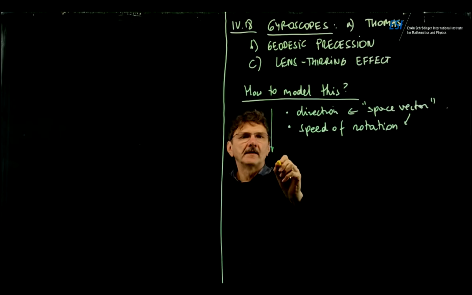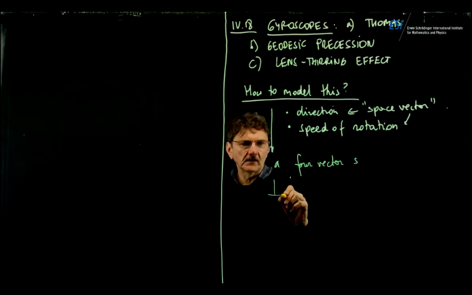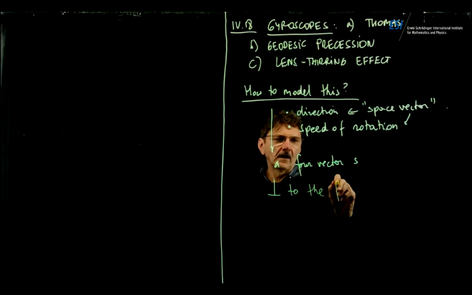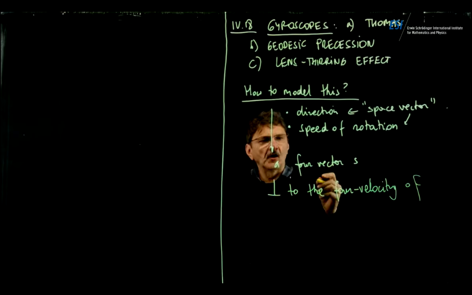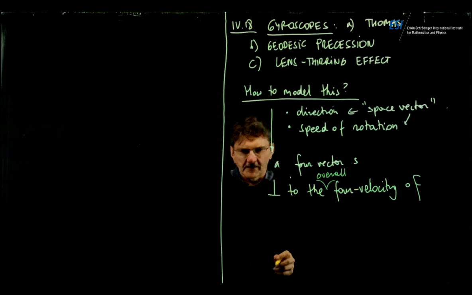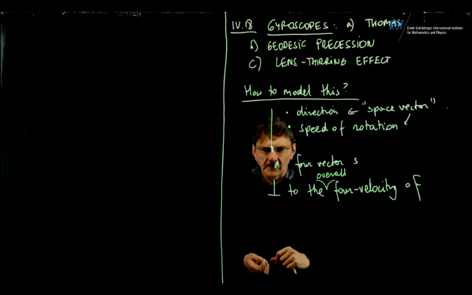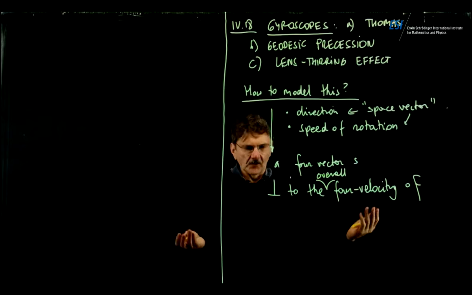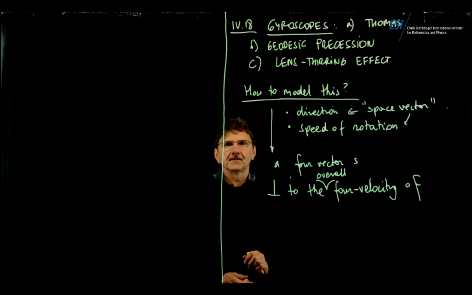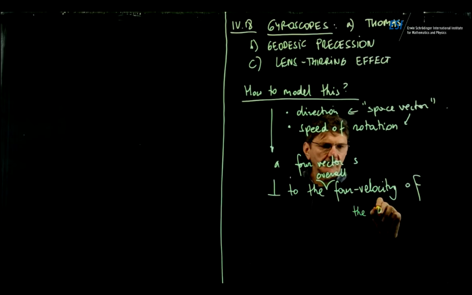So in other words, we're going to model this by a four-vector s. And this four-vector is orthogonal to the four-velocity, the overall four-velocity of the gyroscope. Of course, each part of the gyroscope rotates, so each part of this thing has a different four-velocity, but you think of this object globally as the whole thing having a four-velocity. And so if we are observing it in the lab, like we are doing in these videos, then this is the overall four-velocity of the gyroscope.